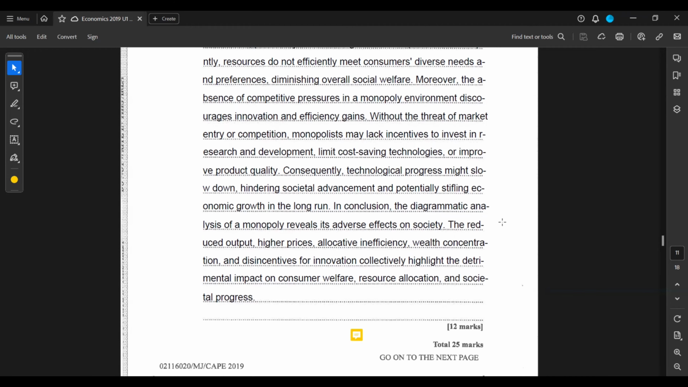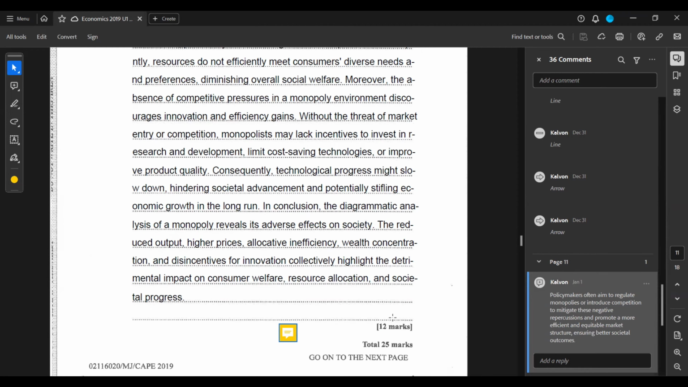In conclusion, the diagrammatic analysis of a monopoly reveals its adverse effects on society. They reduce output, raise prices, and cause allocative inefficiency, wealth concentration, and disincentives for innovation, collectively highlighting the detrimental impact on consumer welfare, resource allocation, and societal progress. We should know that policymakers often aim to regulate monopolies or introduce competition to mitigate these negative repercussions and promote a more efficient and equitable market structure, ensuring better societal outcomes.